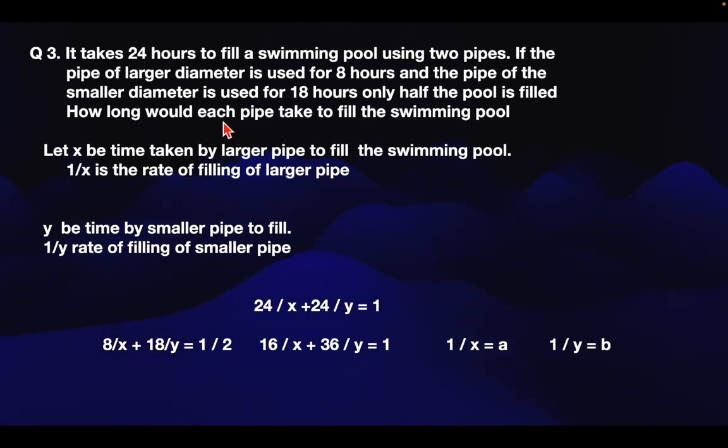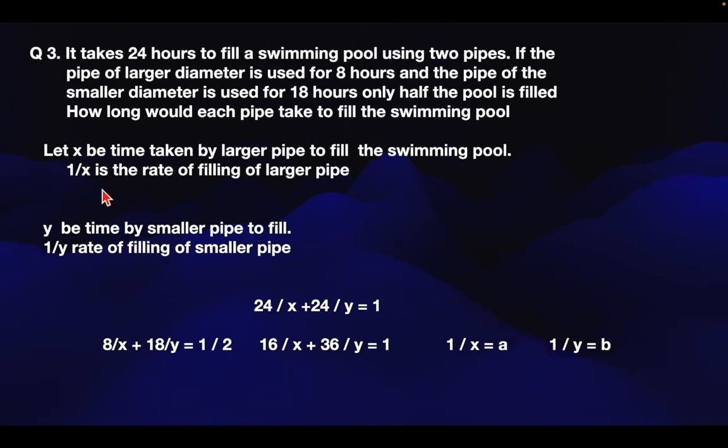So let's write. Let x be the time taken by the larger pipe and y be the time taken by the smaller pipe, since there are 2 pipes. So here we got the 2 variables x and y. X is the time taken by the larger pipe, y the time taken by the smaller pipe. Because from this last sentence we got this statement. How long would each pipe take? So x and y are the variables.